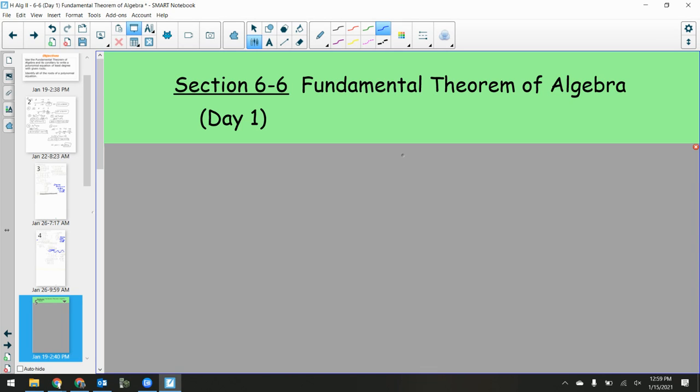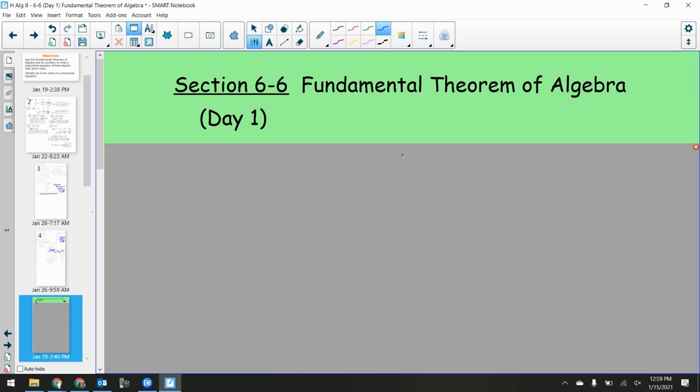All right, so section 6.6 day 1. Kind of give you guys a heads up on where we're headed. The schedule over the next week or so. Today we're going to do section 6.6 day 1. No school Monday. On Tuesday we're going to do section 6.6 day 2. Review Wednesday, review Thursday. Quiz on Friday of next week over section 6.4 through 6.6.